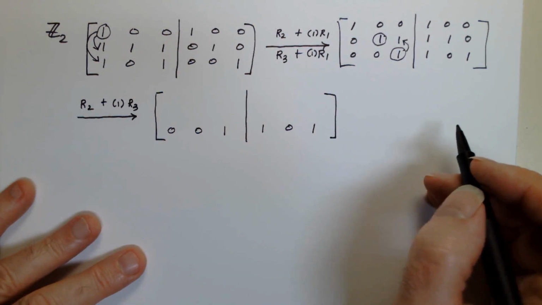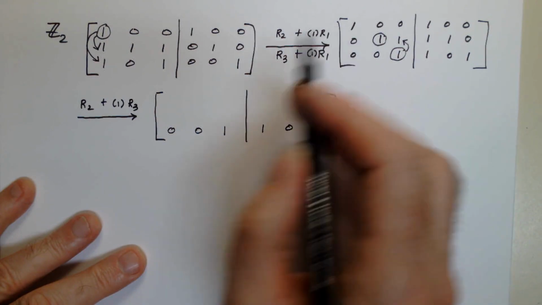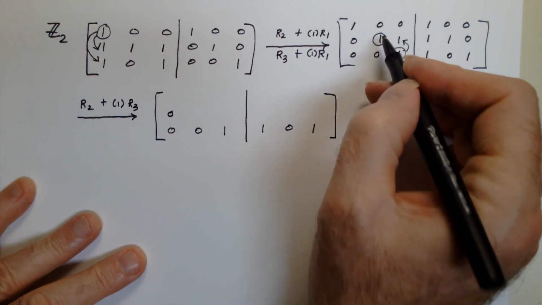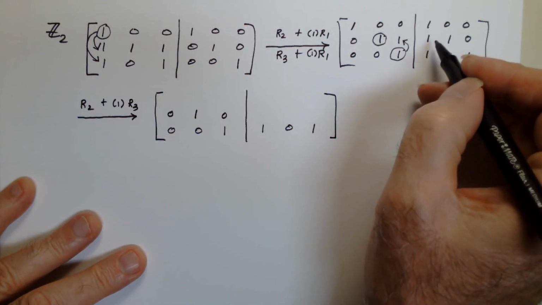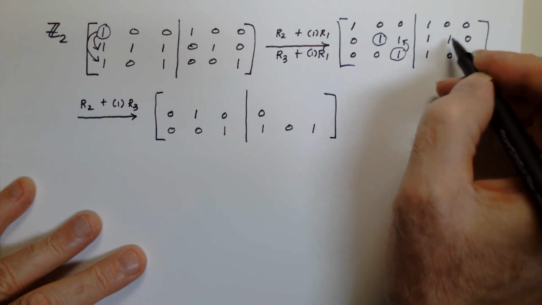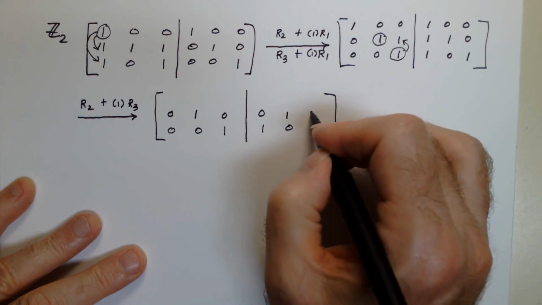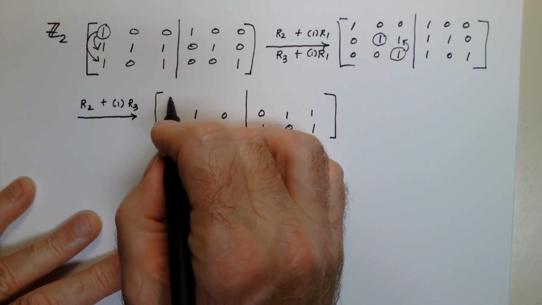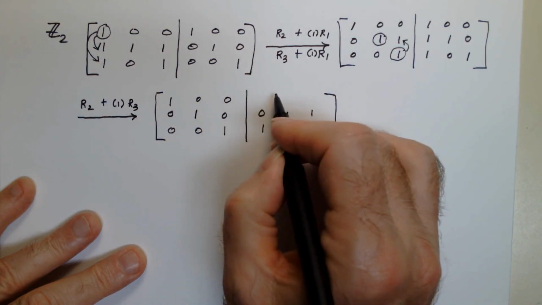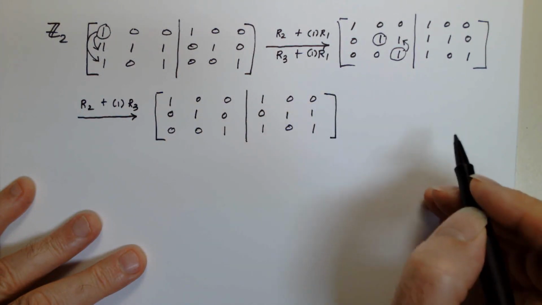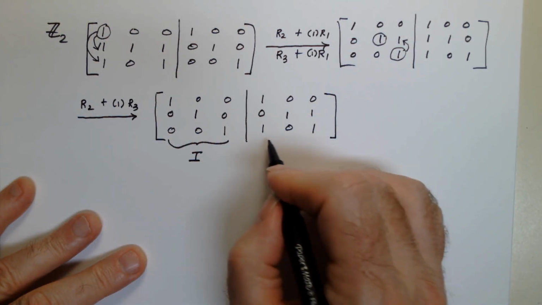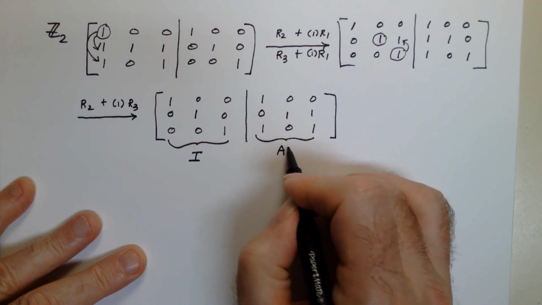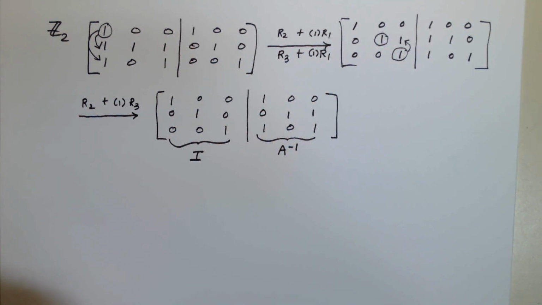Okay, row 3 is not changing. Now I'm going to see the effect on row 2. I'm adding 0 onto 0 gives me a 0. 0 onto 1 gives me a 1. 1 onto 1 gives a 0. 1 onto 1 gives a 0. 0 onto 1 gives a 1. 1 onto 0 gives a 1. And then row 1 is not changing. Okay, we've now produced the identity matrix on this side. And according to the Gauss-Jordan method, that should be the inverse sitting on that side.